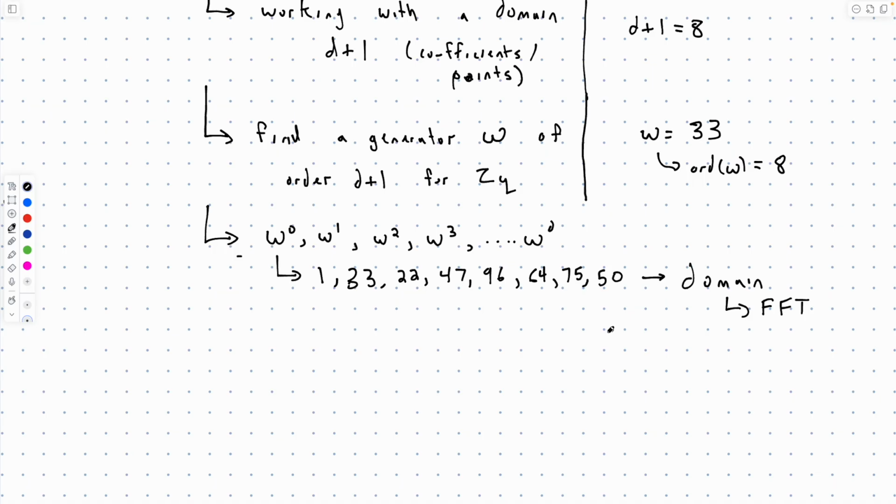So that's another question. 33 is part of this domain. Does that mean, or sorry, let's say 96. So 96 is part of this domain. Does that mean 96 itself has the same order, has order 8? And the answer is yes. All of these elements will have at least order 8, but they may have order that's smaller. So they'll either be order 8 or they'll be a smaller order itself.